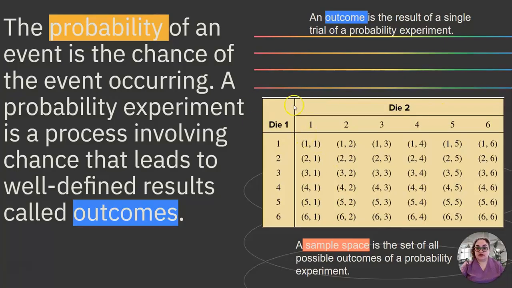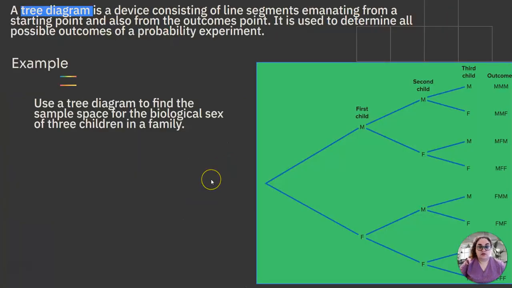In this example right here, we have 2 dice being rolled. So the outcomes 1 through 6 for each dice are recorded on the sides, and then the sample space is all the possible ways that you can roll 2 dice. So there are 36 possible outcomes when rolling 2 dice. One way to record or find all of these possible outcomes is by doing a table like you saw before. Another way is to use a tree diagram, which is what you see here.